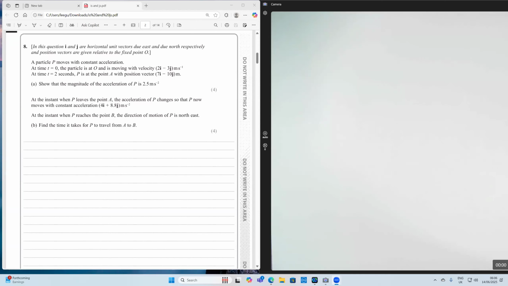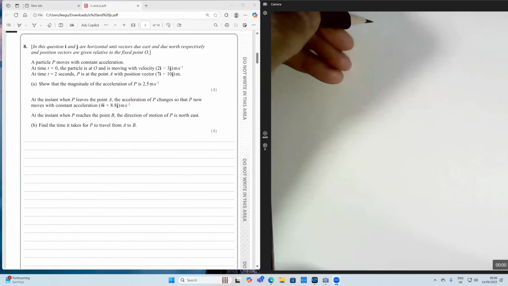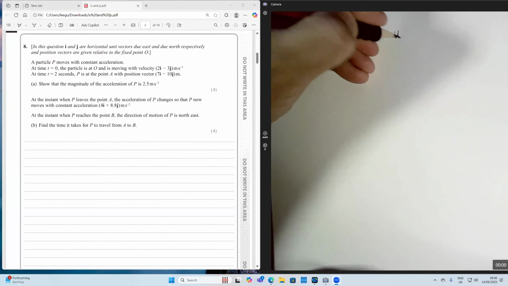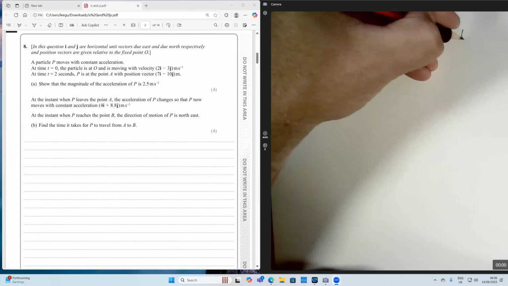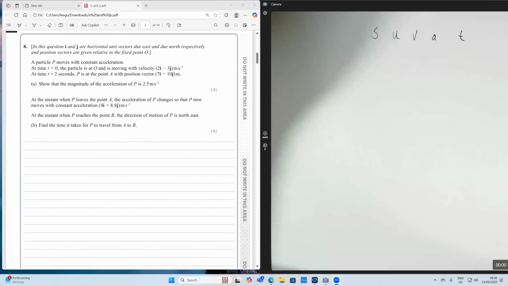Now the first thing is it's telling us in this question that this is a constant acceleration, and the fact that it's constant acceleration means it's going to be a SUVAT. Because often students with this kind of question wonder, is it one of those where you have to integrate or differentiate? That often happens with the i's and j's. But because they've mentioned constant acceleration, we know we can approach this with SUVAT.